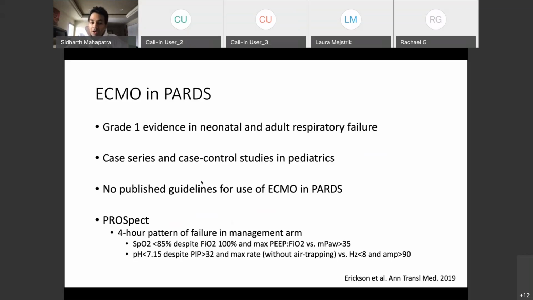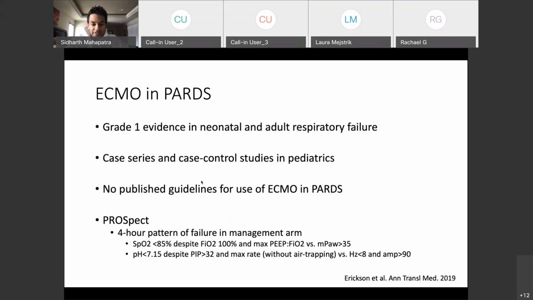And that 4-hour pattern of failure is if you're desaturated, SATs less than 85%, despite an FiO2 of 100%, maximized with maximal PEEP based on your PEEP FiO2 grid, or if you're on the high frequency oscillator, a mean airway pressure of greater than 35. And conversely, that's oxygenation failure.